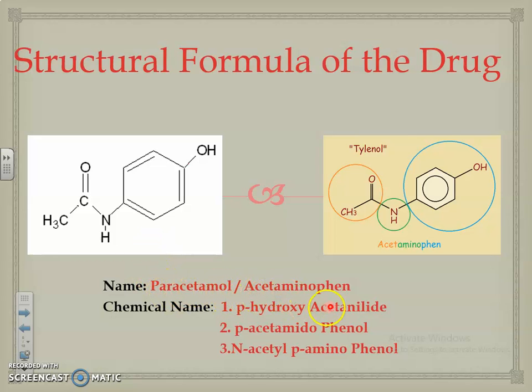It is also called acetaminophen. Here we see aceta, amino and phen. Aceta stands for the acetyl group, amino stands for this NH, and phen stands for the phenol. Tylenol is a popular brand of paracetamol, and this is the structural feature of paracetamol.